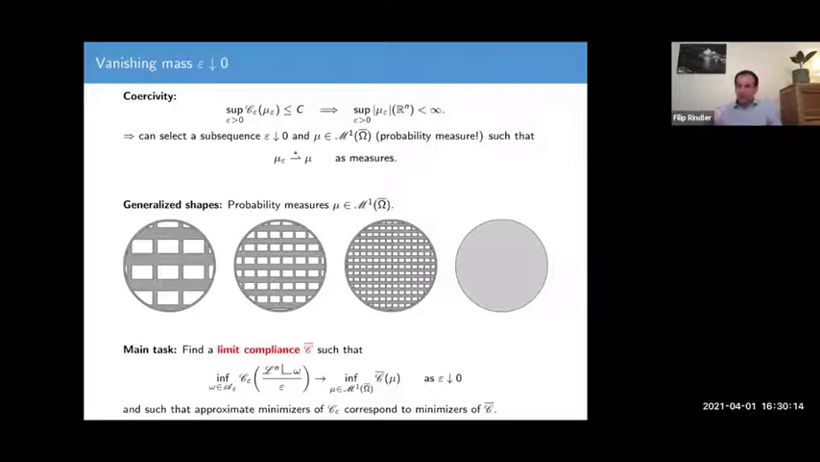And so now the real mathematical problem is: you have these C epsilon, you minimize those, so the compliance, over your admissible shapes, and you want to know what this converges to in a variational sense in the limit.